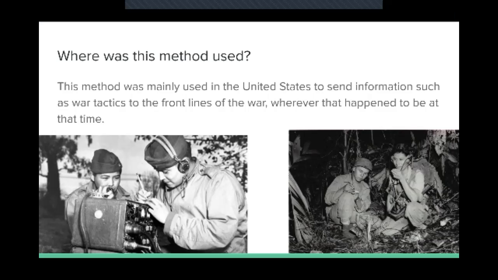So this method was used kind of all over the world almost, it seems, because it was based in the United States, but they used it to send information such as war tactics and supplies and men, messages of that kind to the front lines of the war. So wherever the front lines happened to be during World War II, whether it be Germany or somewhere in Europe, that's where these messages were sent.